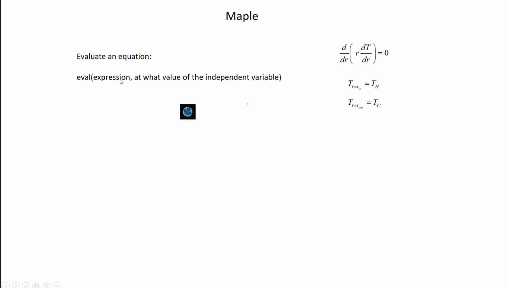If I want to do that, what I need to use Maple to do next is evaluate an expression, and we do that using the eval command. The eval command takes two arguments, the first being the expression I want to evaluate, and the second being at what value of the independent variable you would like to evaluate it. So here, I want to evaluate our solution at r equals r in and set that result to th. That's an algebraic expression of a boundary condition. I want to evaluate our solution again at r equals r out and set that expression equal to tc. That's our other algebraic boundary condition. So we can use the eval command to do that. So let's go back to Maple here.